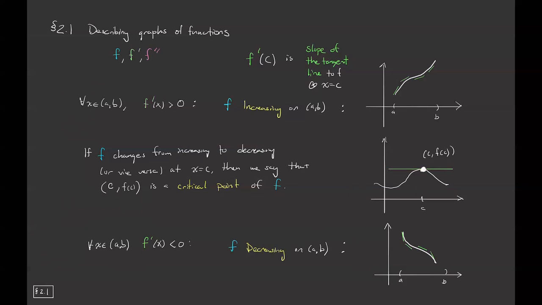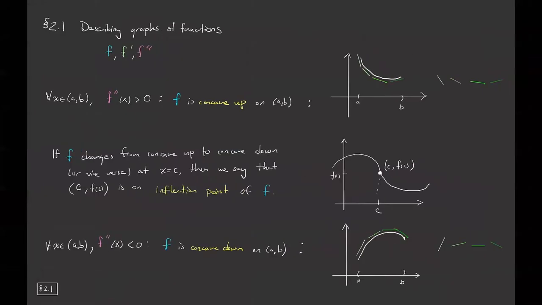Now take all this, do the same thing, but for the second derivative. When the second derivative is positive, we say that f is concave up. Now what that means is that the first derivative is increasing. Okay, so what's up with that?